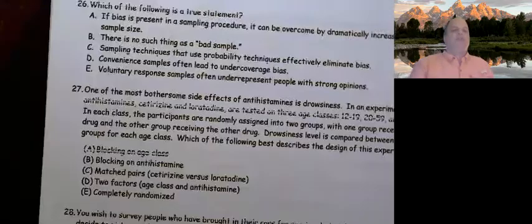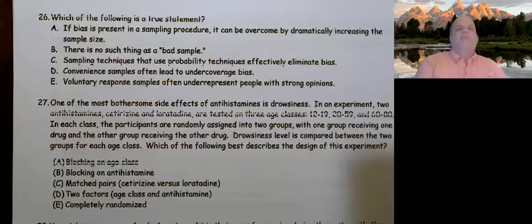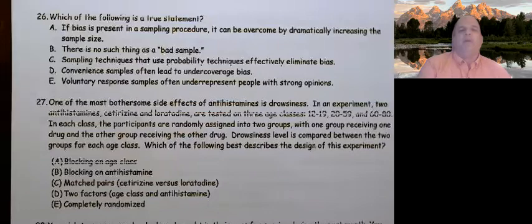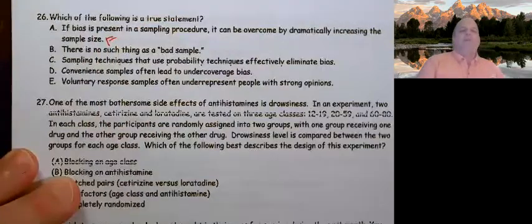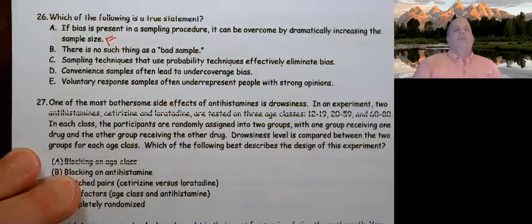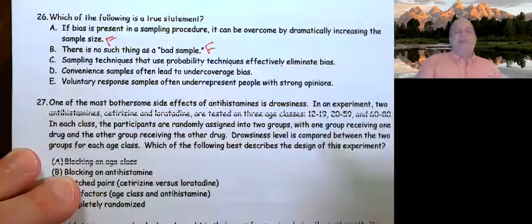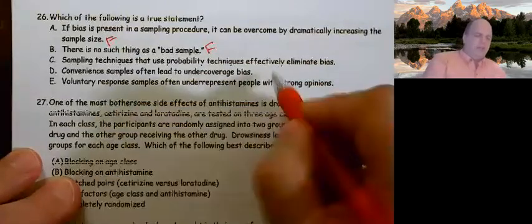All right, number 26. Which of the following is a true statement? If bias is present in a sampling procedure, it can be overcome by increasing the sample size. False. Bias cannot be fixed. There is no such thing as a bad sample. Well, if you have bias, then you have a bad sample, so that's false. Sampling techniques that use probability effectively eliminate bias.